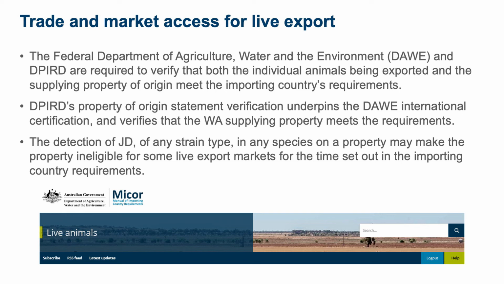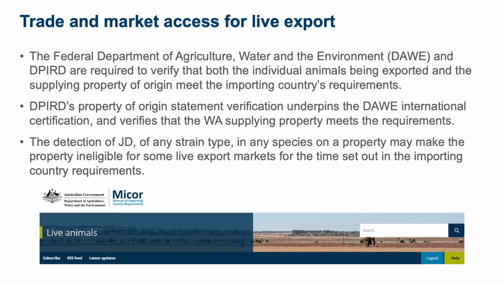These can change over time, so it's recommended to confirm requirements with DOR in advance of preparing livestock. The detection of JD of any strain type in any species on a property would make that property ineligible for some live export markets for the timeframe defined in the importing country requirements. Detection of JD in either your cattle or your sheep may mean you're ineligible for a set time to supply either or even both species to markets with JD import requirements.